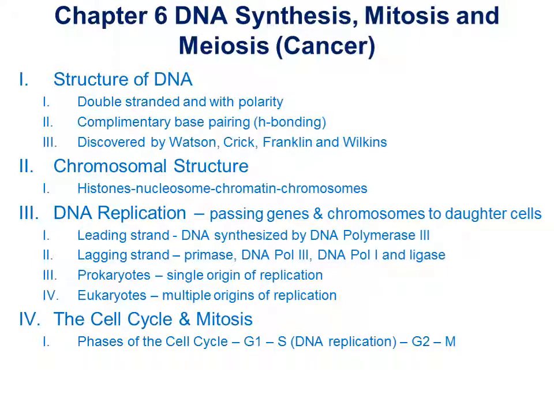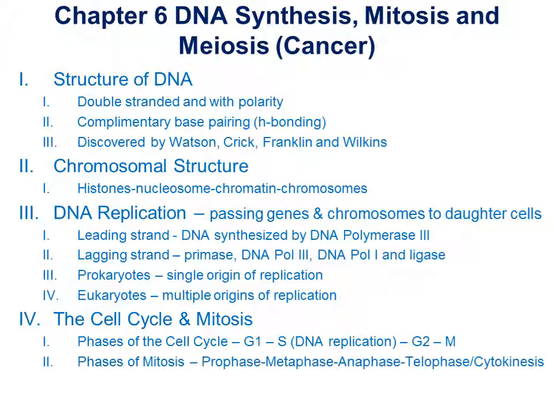So in conclusion, the cell cycle includes the G1, S, G2, and M phases, and that M phase of mitosis can further be broken down into PMAT: prophase, metaphase, anaphase, and telophase.